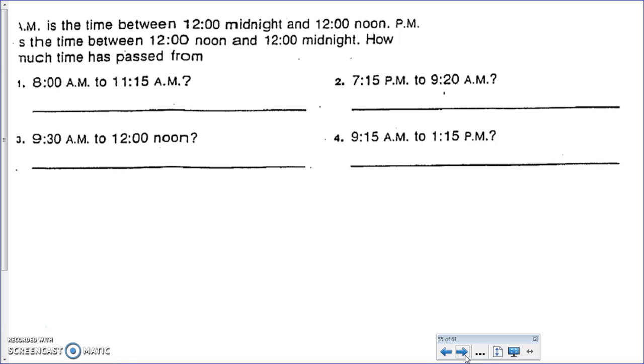How much time has passed from? Number 1, 8 a.m. to 11:15 a.m. So the first thing we look at is, have we crossed from morning to afternoon? And we haven't yet. So we know we can go from 8 o'clock to 11 o'clock, which will give us 3 hours. And then we have to go from 11 o'clock to 11:15, so that's going to add 15 minutes to our total.